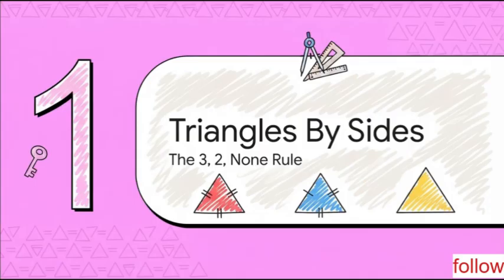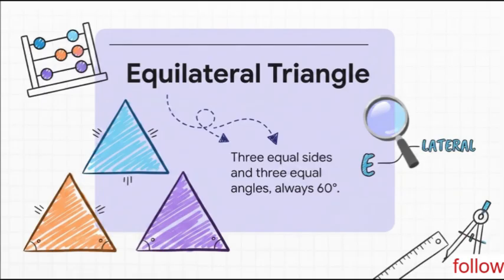Section 1. Classifying triangles by sides. The 3-2-none rule. Let's head into this first wing of the house, where we categorize triangles strictly by the number of equal sides they have. Starting right at the top with the number 3, we have the equilateral triangle. The formal definition here is 3 equal sides and 3 equal angles. And if you look closely at the word itself, lateral literally means side. So put it together, and equilateral translates perfectly to equal sides.